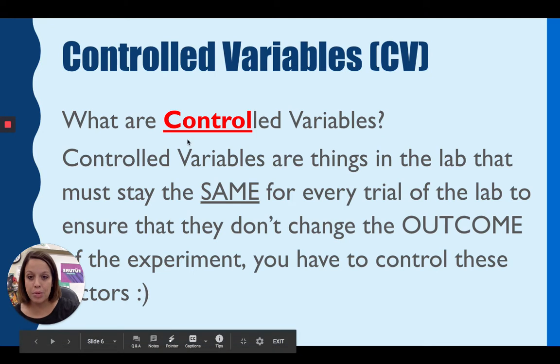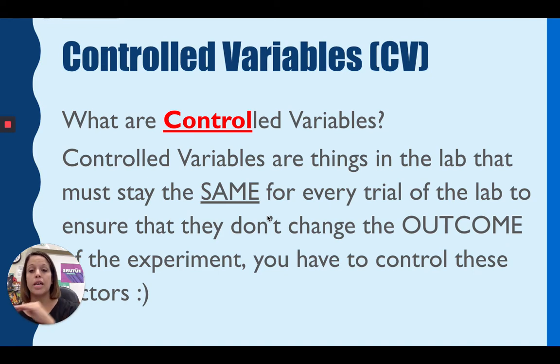You can see that I put the word control in red because controlled variables are things that you have to control. Like you have to keep them the same for every trial of the lab to ensure that you don't change the outcome of the experiment. So you have to use these controls. You have to control these factors.